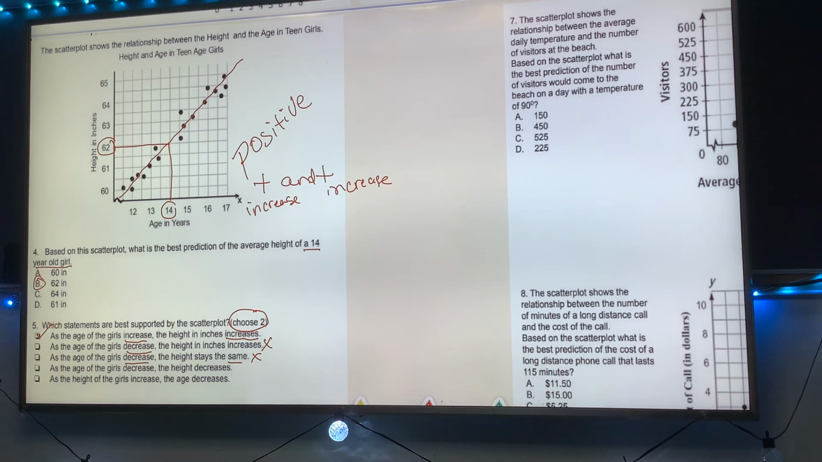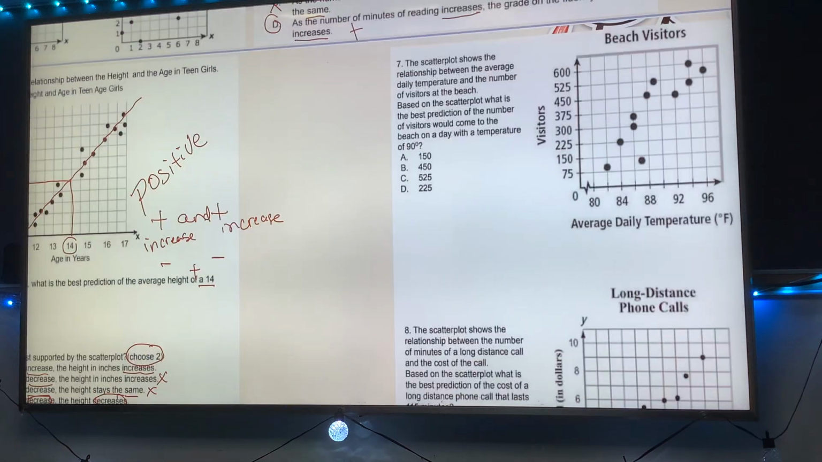As the girl's age decreases, the height decreases. So if I read that backwards, a 17-year-old girl is taller than a 12-year-old. So as her age decreases, gets smaller, doesn't she get shorter? Doesn't her height decrease? So a decrease and a decrease, a negative and a negative, make a positive. So like we talked on Thursday, if it is talking about the same thing, it would also be an increase or a positive slope. This one, as the height of the girls increases, the age decreases. We know if there are two different ones, that is a negative slope.